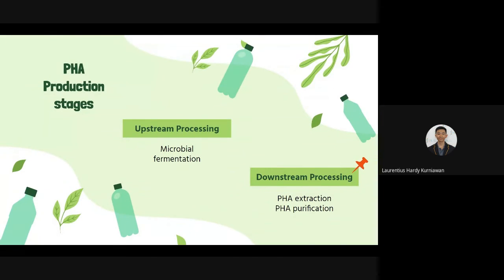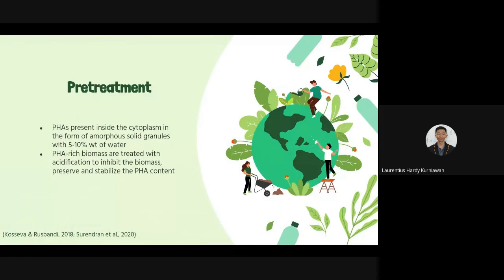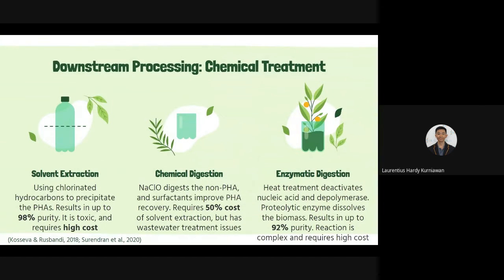So now let's talk about the downstream processing. PHAs are present inside the cell cytoplasm in the form of amorphous solid granules. Pretreatment using acidification is implemented to inhibit the biomass, and preserve and stabilize the PHA content. There are several methods used in the downstream processing. The first one is chemical treatment, which includes solvent extraction, chemical digestion, and enzymatic digestion.